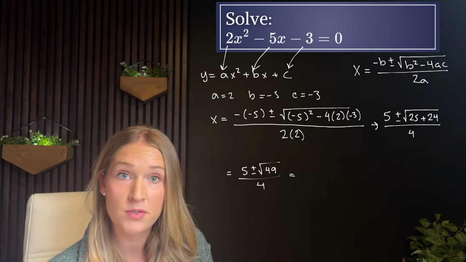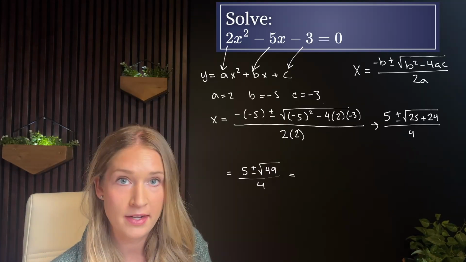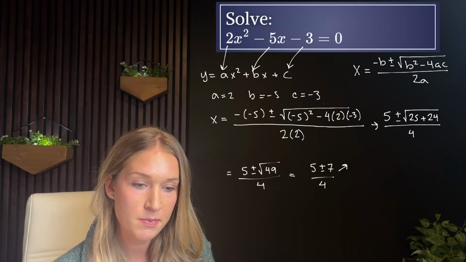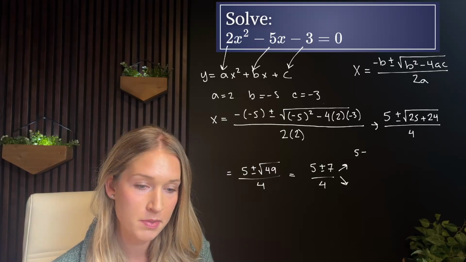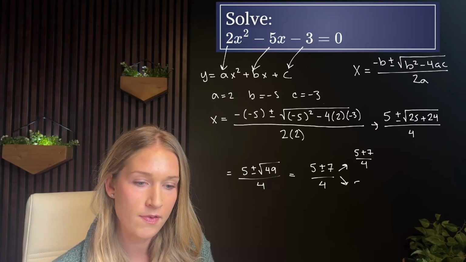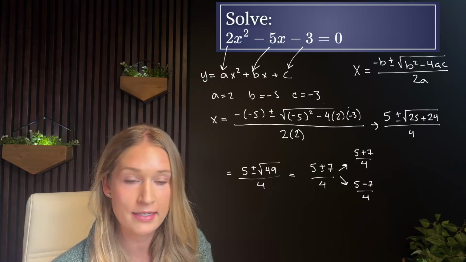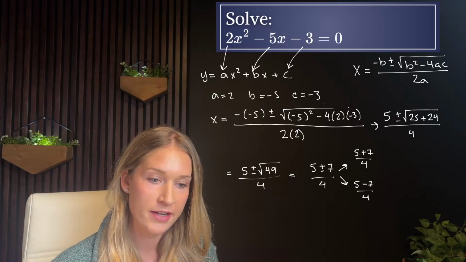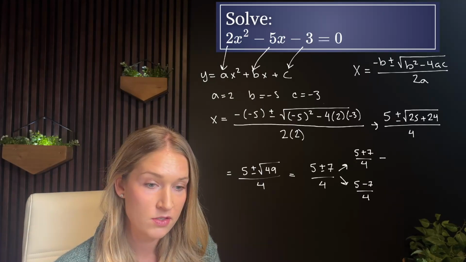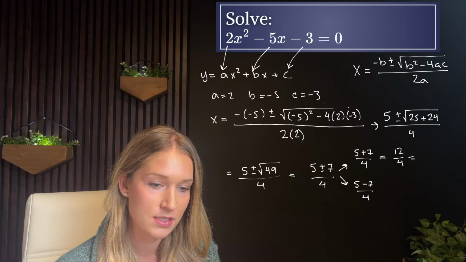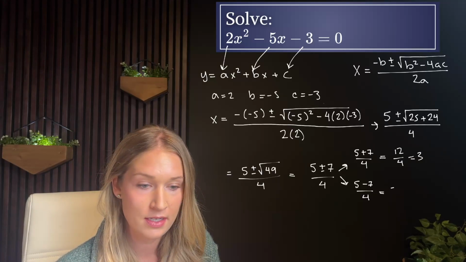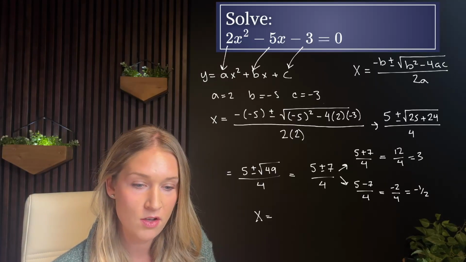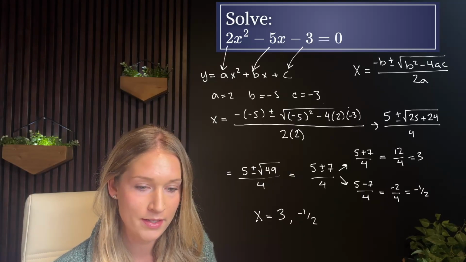And this one, I do know what the square root of 49 is, that's 7. So then I have just 5 plus or minus 7, all over 4. I will split this up into the two cases of 5 plus 7 over 4 and 5 minus 7 over 4. I need to separate them because I can't add and subtract in one step, so I'm doing the adding case and the subtracting case separately. 5 plus 7 is 12 over 4, which is 3, and 5 minus 7 is negative 2 over 4, which is negative 1/2. So my two solutions are 3 and negative 1/2.